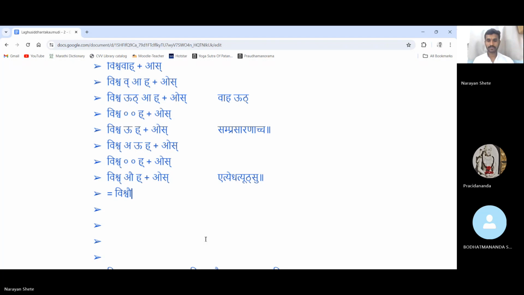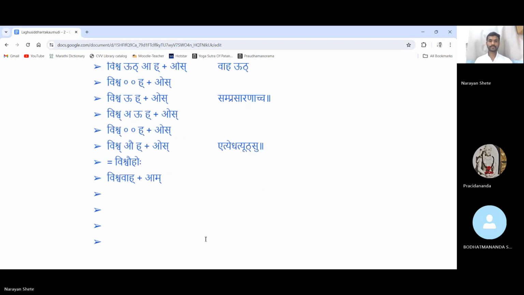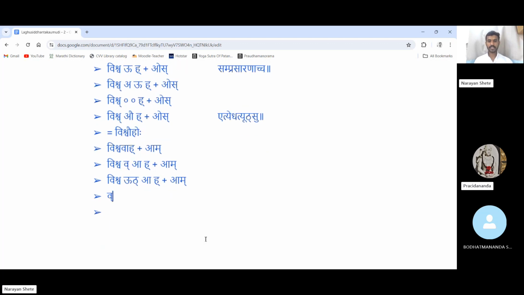Vishwa, ho, vah dhana am. Again, akara will get ukara by vaha ut. Ukara will disappear, akara will disappear, ha will remain, plus am. Dirgha adesha, purva rupa adesha will take place in the place of both the letters.